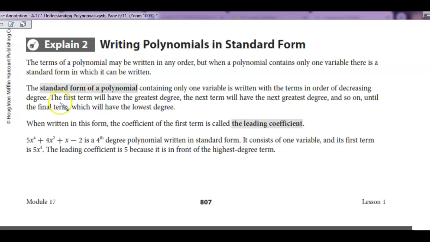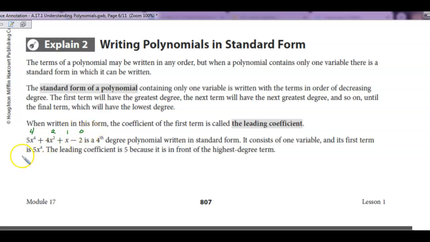So we'll take a look at 5x to the 4th power plus 4x to the 2nd power plus x minus 2. You'll also notice that the variable, if I did this one, 0 plus 4, this is 4. 0 plus 2 is 2. 1, and then there's 0. So it's in descending order, 4, 2, 1, 0.